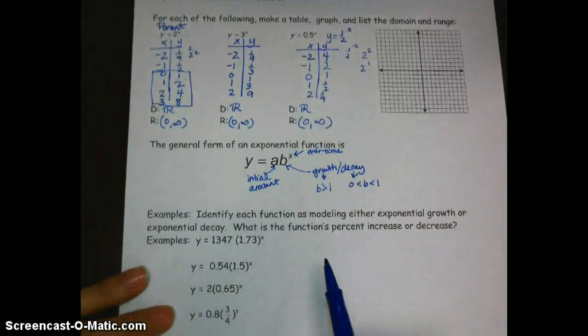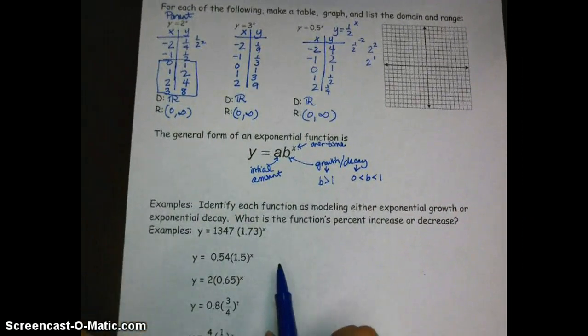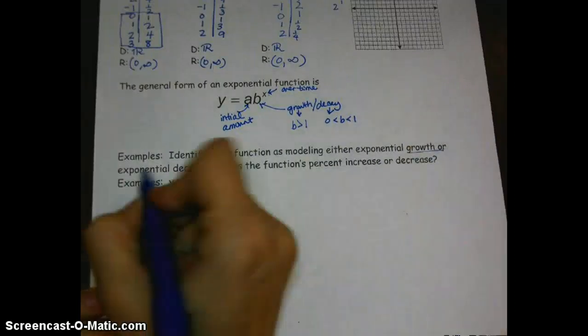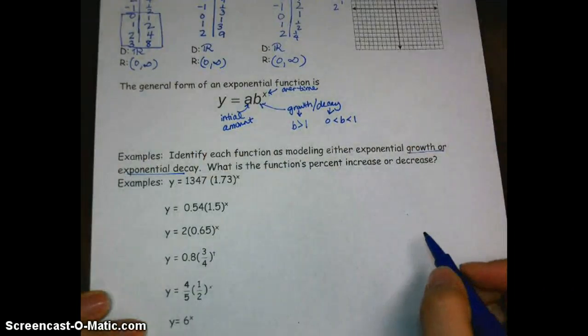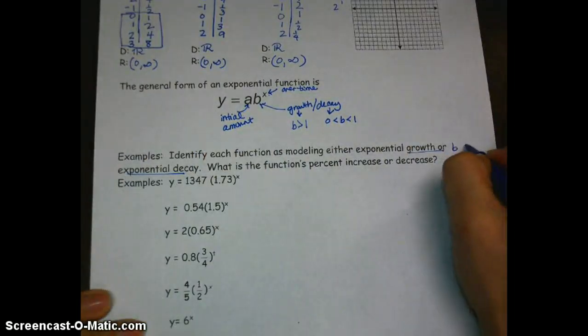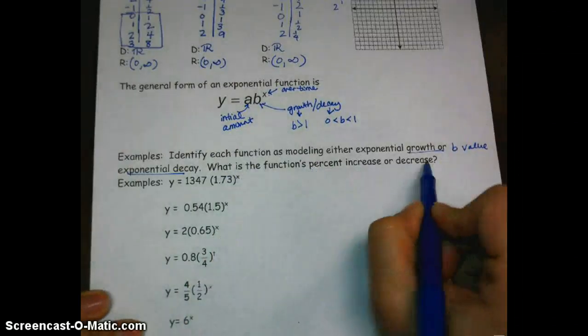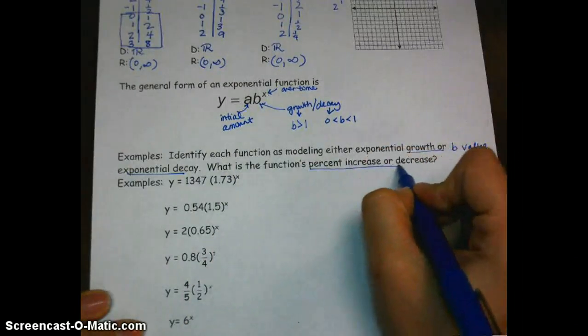Okay, so let's apply this into a word problem. All right, so we're identifying each function as either a growth or a decay. So remember that comes back to my b value. So I need to be looking at my b value for that. Then I'm supposed to answer what is the function's percent increase or decrease.